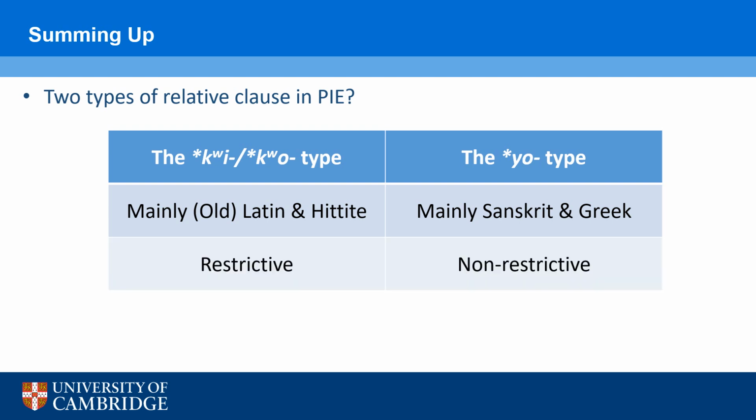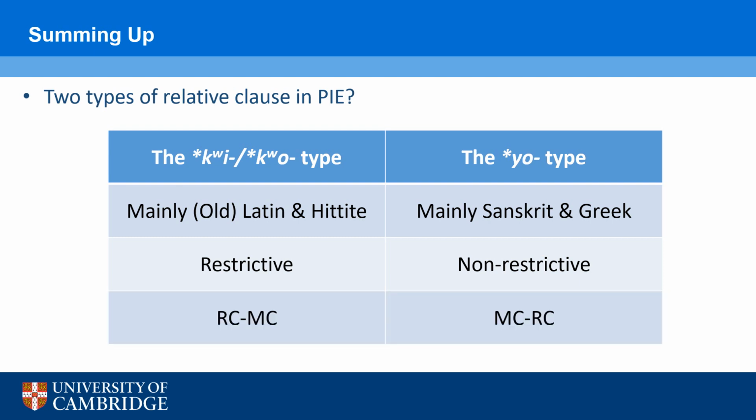Additionally, it looks like the quat type tended to be restrictive and the yacht type tended to be non-restrictive. And finally, each appears to be associated with a specific word order. Quat relative clauses tend to precede the main clause, while yacht relative clauses follow the main clause.